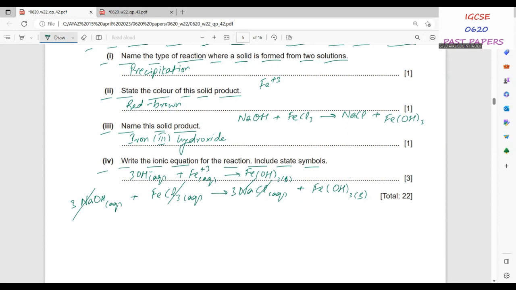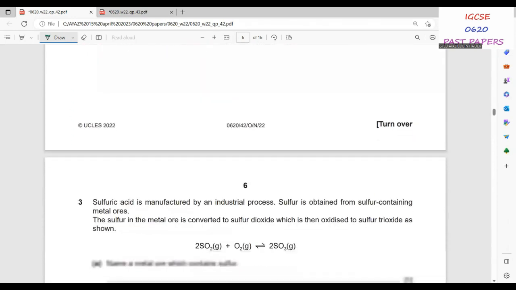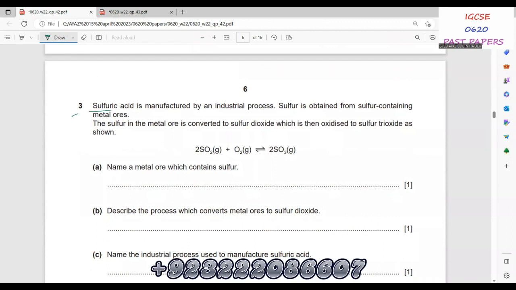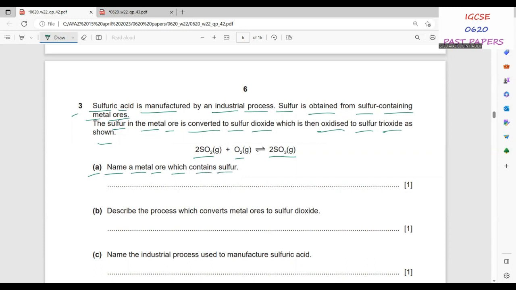Number 3, sulfuric acid is manufactured by an industrial process. Sulfur is obtained from sulfur-containing metal ores. The sulfur in the metal ore is converted to sulfur dioxide, which is then oxidized to sulfur trioxide as shown. 2SO2 gas plus O2 gas gives 2SO3 gas. A. Name a metal ore which contains sulfur. It's a zinc blende.